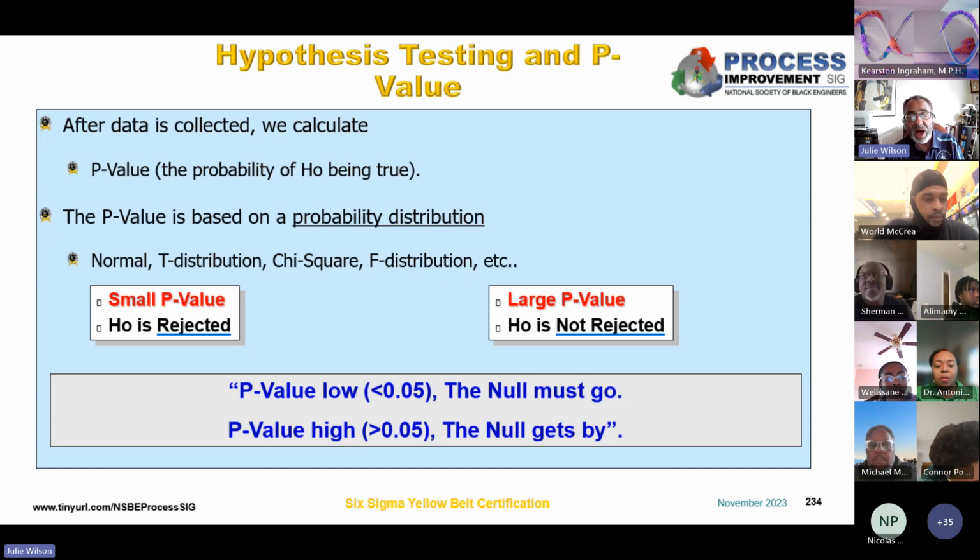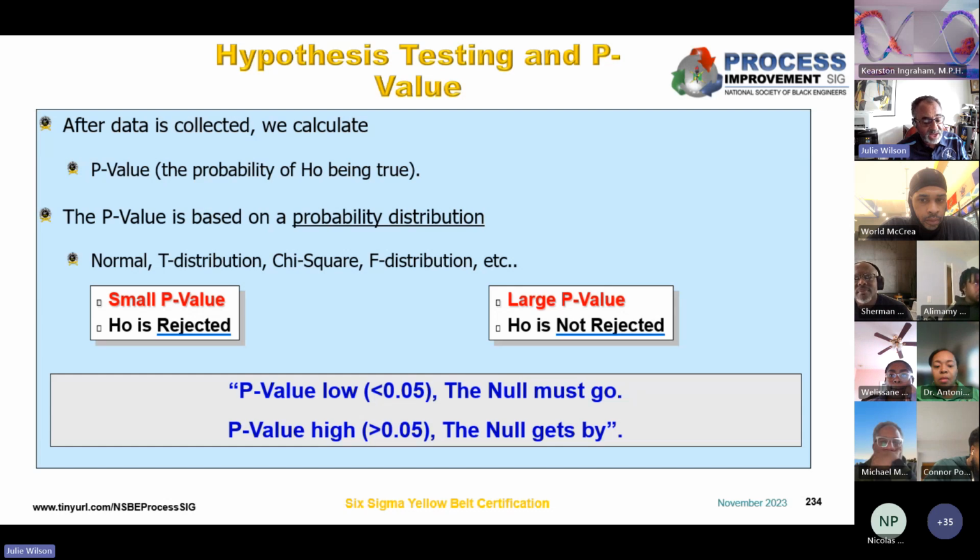If the p-value is high, the null gets by. So in other words, if you do the calculation and the final score comes out to be less than 0.05, say for instance it's 0.02, then the null must go, which means you reject the null hypothesis, which means you reject the notion that all things are equal, which suggests that things are not equal. One is different than the other.